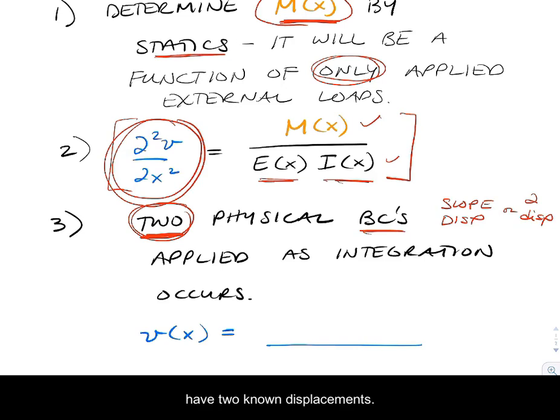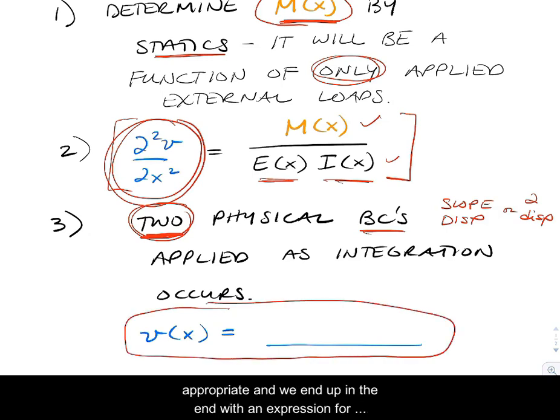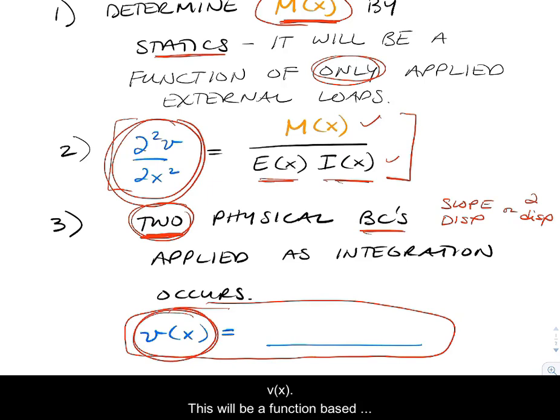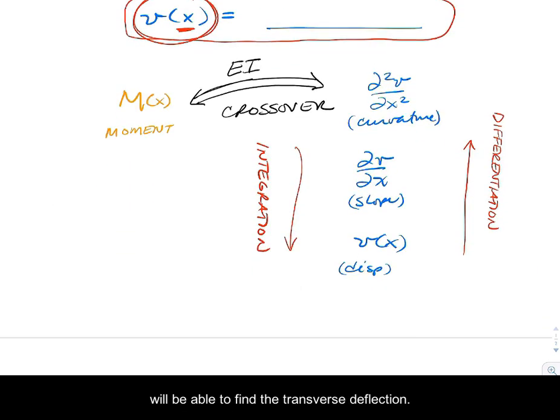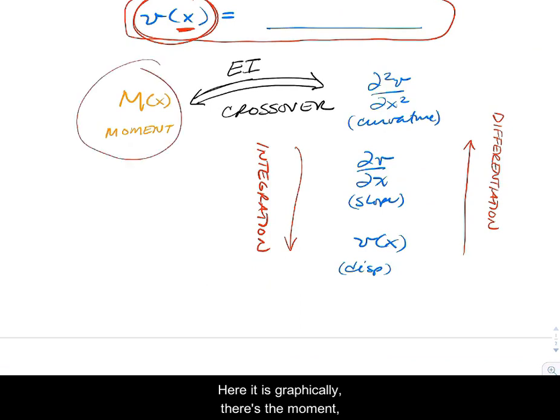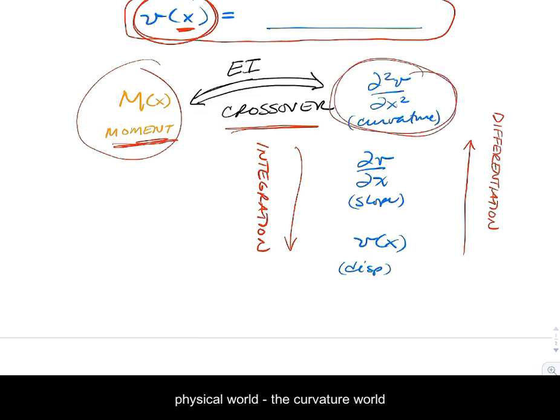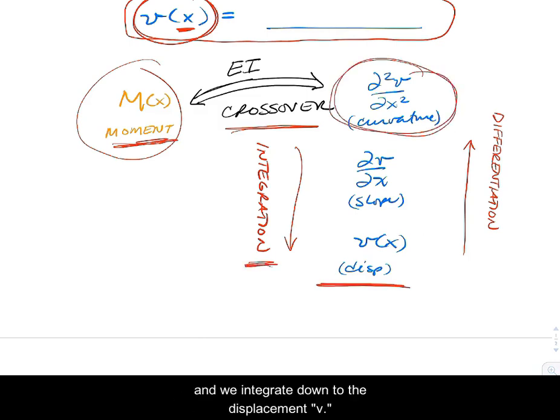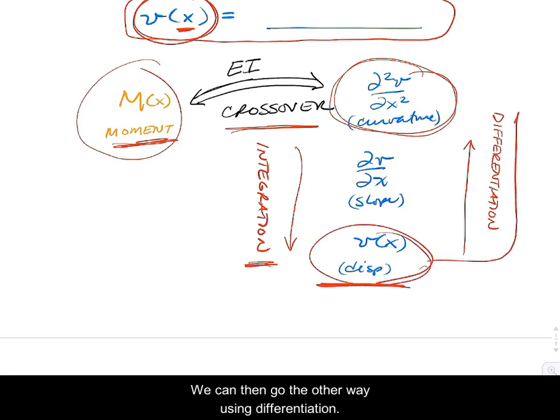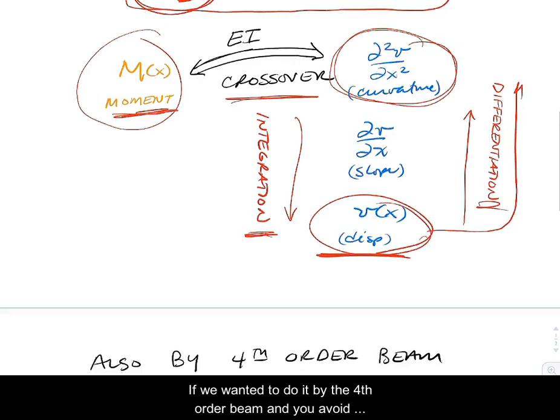And as we integrate, we apply them where appropriate, and we end up in the end with an expression for v of x. This will be a function based on the location x, and we'll be able to find the transverse deflection. Here it is graphically. There's the moment. We cross over from the internal force world to the physical world, the curvature world, and we integrate down to the displacement v. We can then go the other way using differentiation.